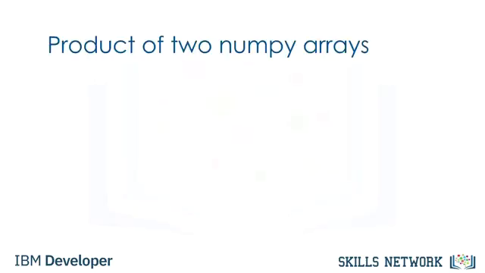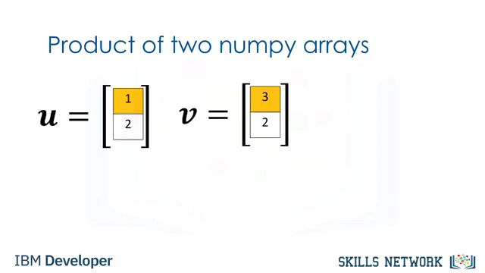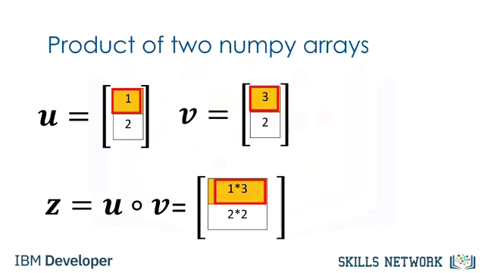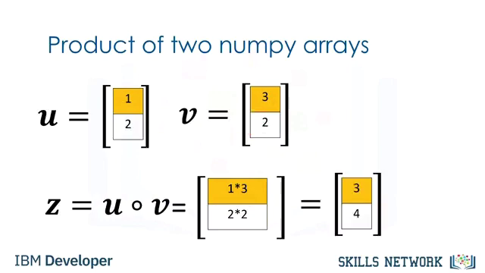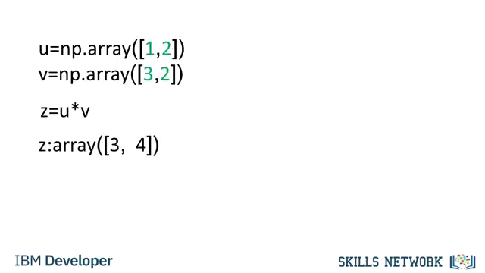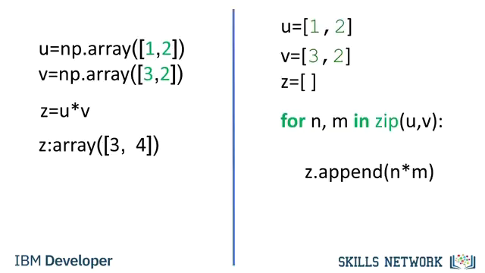Hadamard product is another widely used operation in data science. Consider the following 2 vectors, u and v. The Hadamard product of u and v is a new vector z. The first component of z is the product of the first elements of u and v. Similarly, the second component is the product of the second elements of u and v. The resultant vector consists of the entry-wise product of u and v. We can also perform the Hadamard product with 1 line of code in NumPy. It would require multiple lines to perform the Hadamard product on 2 lists as shown on the right side of the screen.